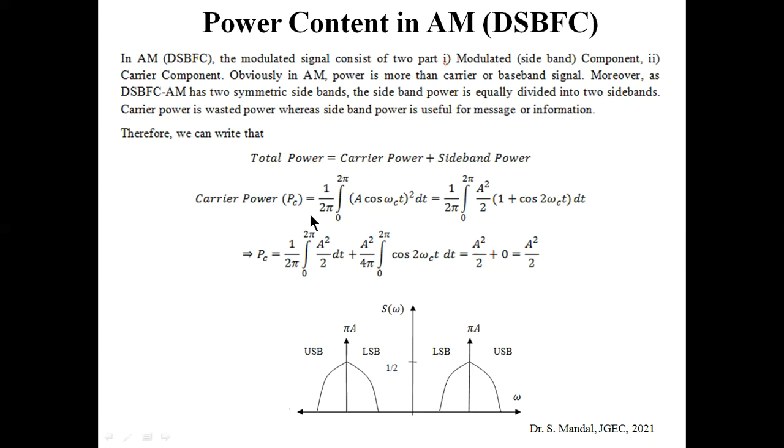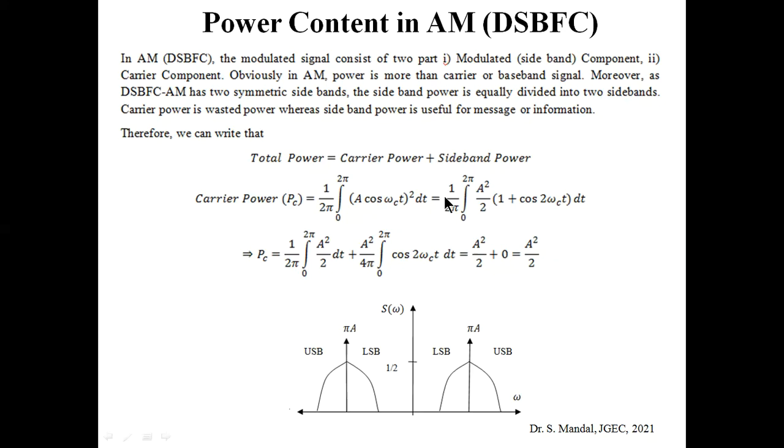So initially we want to find out the carrier power. As we know, for any signal m(t), the power of the corresponding signal can be calculated by 1 by T integration from 0 to T of m square t dt, where T is the time period of the corresponding signal. So here in case of carrier power, if we consider the sinusoidal or cosine signal, the time period will be 2 pi, and we consider the carrier signal as A cos omega c t. So we substitute this, so it becomes 1 by 2 pi integration from 0 to 2 pi A square cos square omega c t dt.